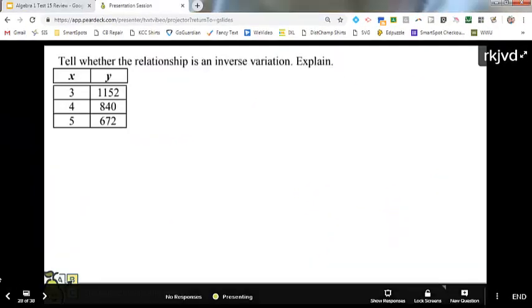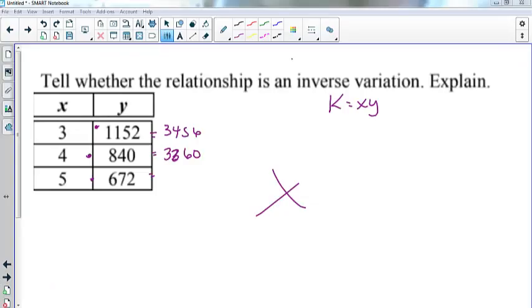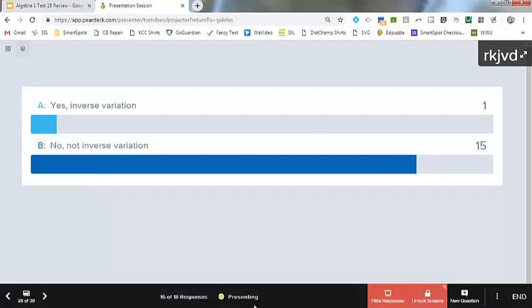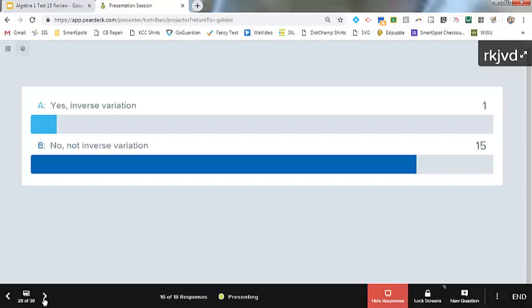So, on your own, figure it out. So when we multiply these, if they don't match, it is not inverse variation. So that is not, oh, that was the right thing.